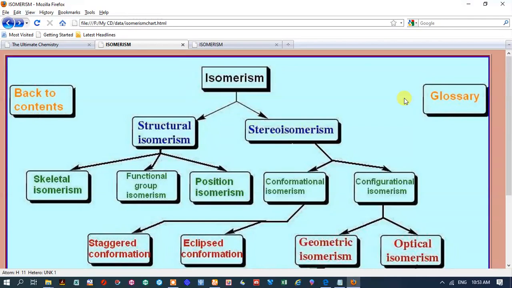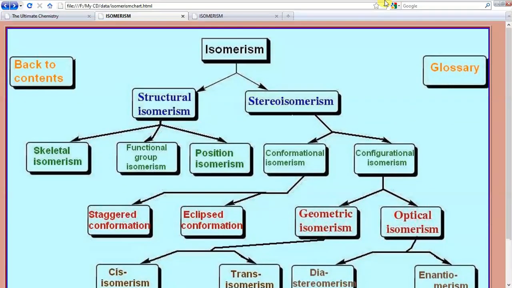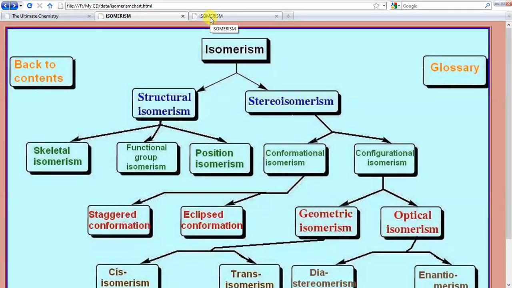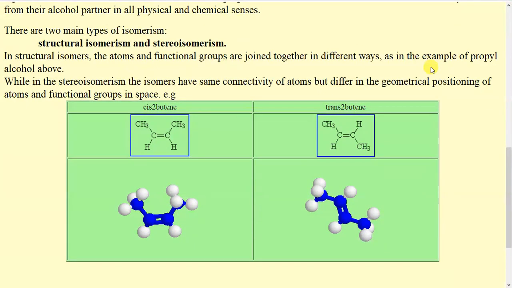As you see in the flow chart, isomerism is classified into two major classes. One of them is structural isomerism and the second one is stereoisomerism. Now, what is the difference between structural isomerism and stereoisomerism? We will see this in a little detail in coming time. Let's concentrate on what structural isomerism is.